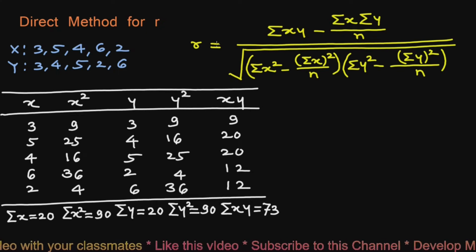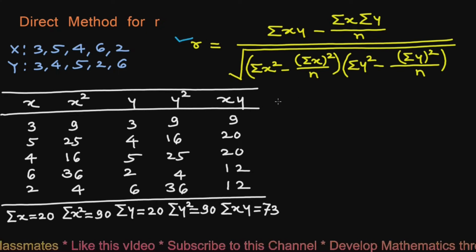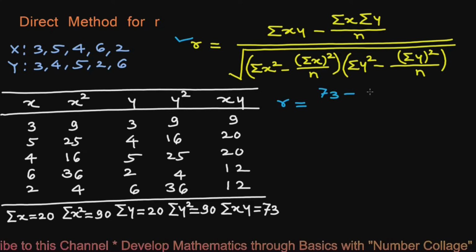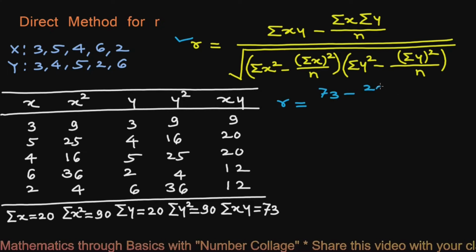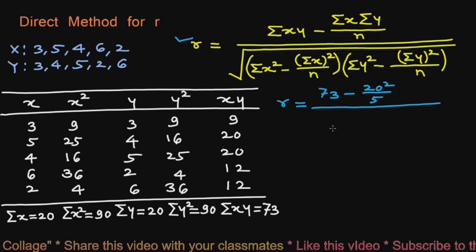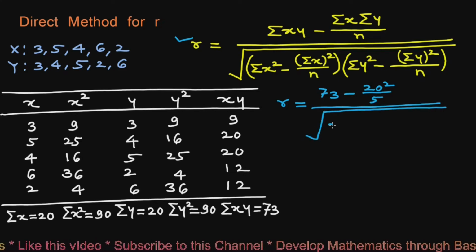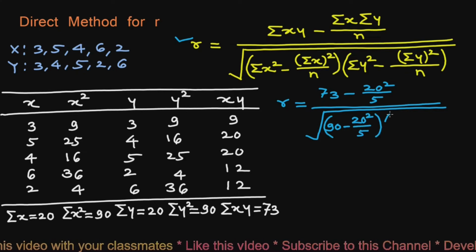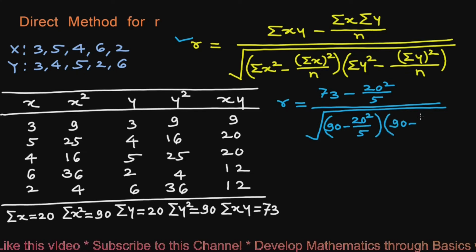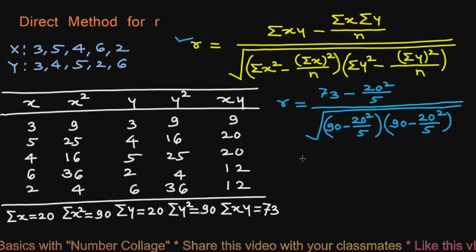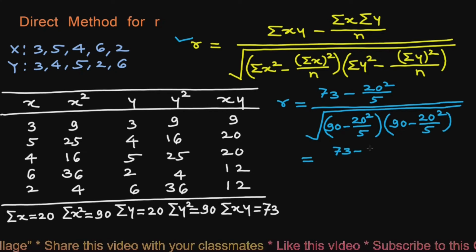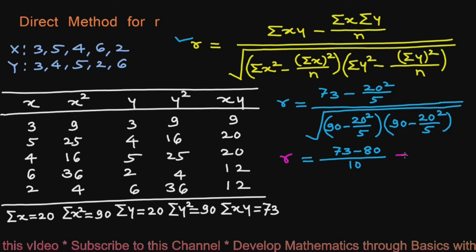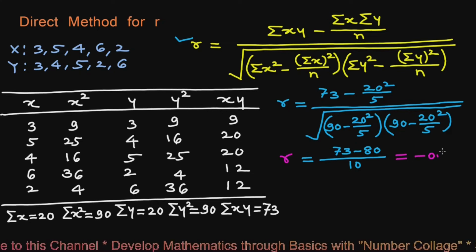Substituting the values in this formula for r, we write r equals 73 minus 20 into 20 upon n, n is 5, upon square root of 90 minus 20 square upon 5, multiplied by 90 minus 20 square upon 5. That will be 73 minus 80 upon 10. So we get the value of r equals minus 0.7.